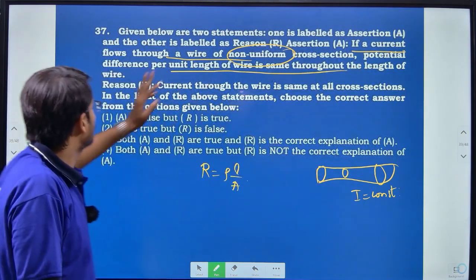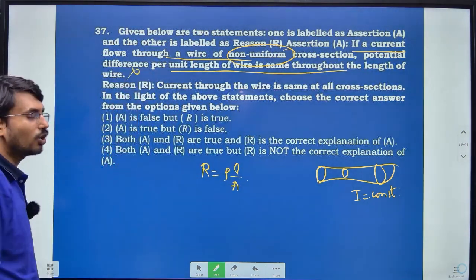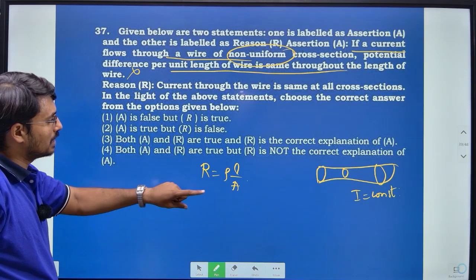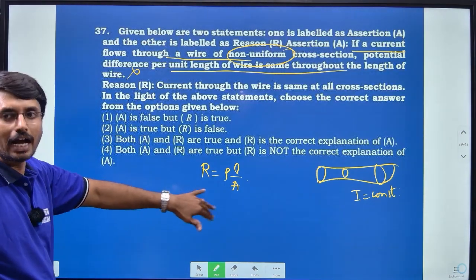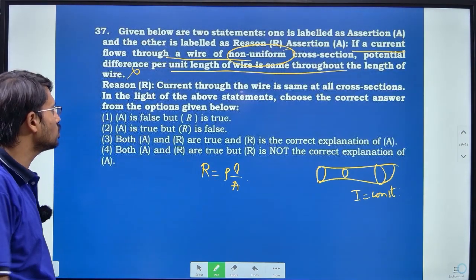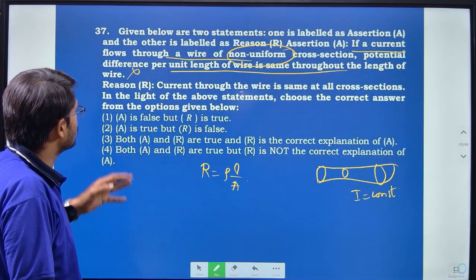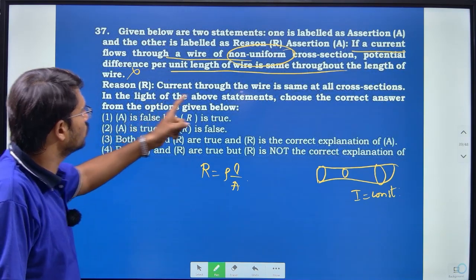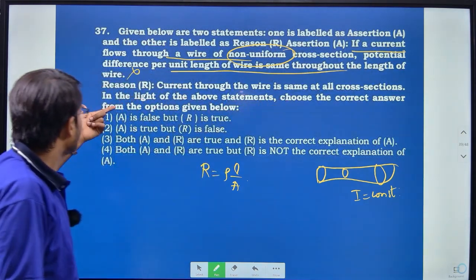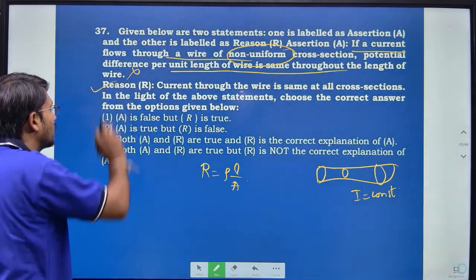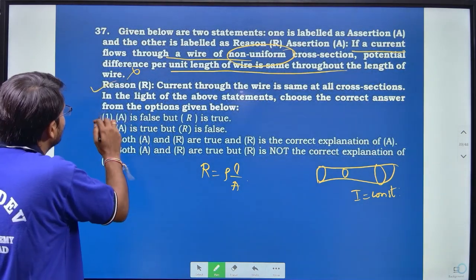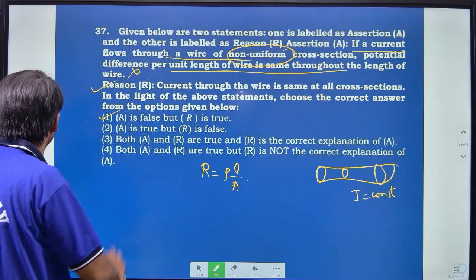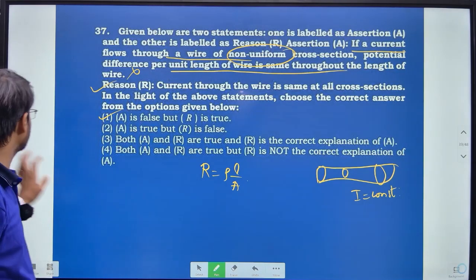Therefore, the first statement becomes a wrong statement. Current remains the same. R changes, as a result V also changes. So the first one is wrong. Next one, the reason: current through the wire is the same at all cross sections. That is actually the correct statement. Therefore, A is false and R is true. So that will be the right answer in this particular case.